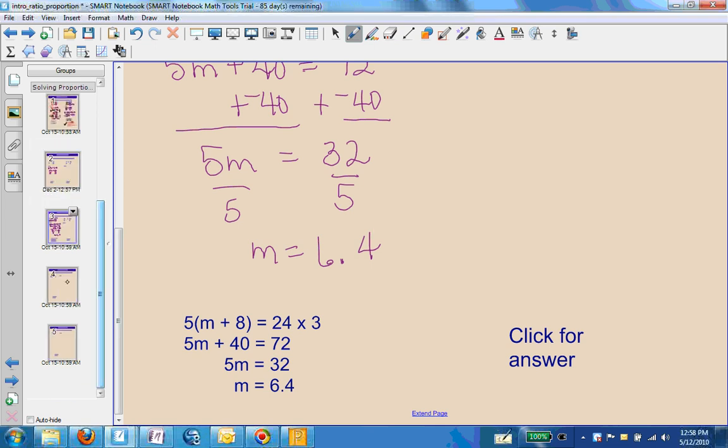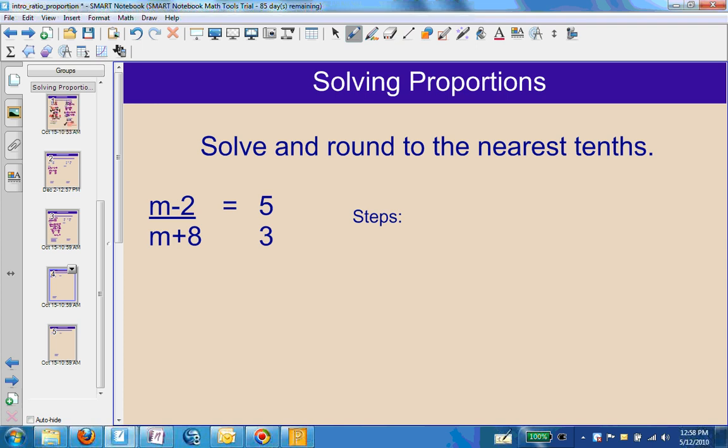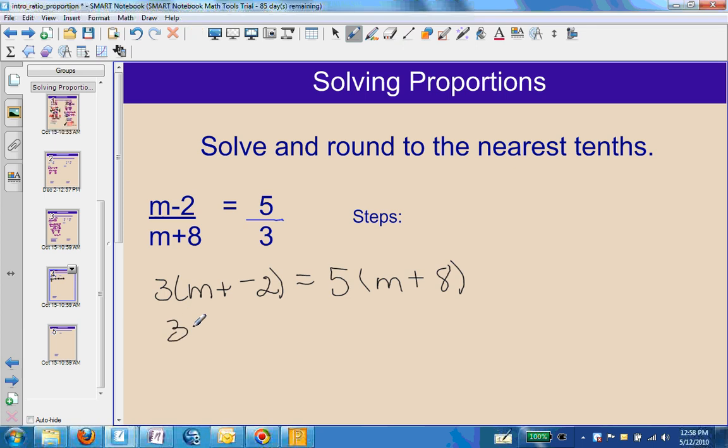So let's do another hard example. Here, we have n minus 2 over n plus 8 equals 5/3. So I'm going to cross multiply 3 times n plus negative 2, I'm going to change that subtraction to plus a negative, equals 5 times n plus 8. I can use my distributive property on both sides, so I get 3 times n plus negative 6 equals 5 times n plus 40.